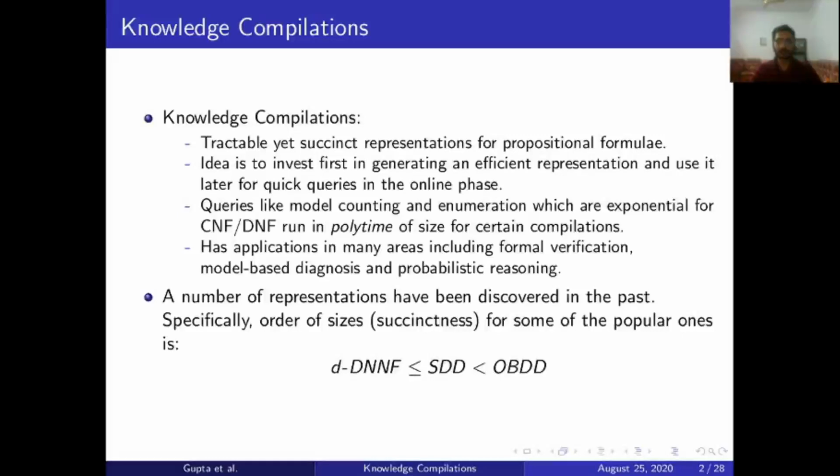This technique finds use in many areas, including formal verification, model-based diagnosis, and probabilistic reasoning. While a number of representations have been discovered in the past, we are going to look at some of the popular ones, DNNF, SDD, and OBDD, for phase transitions. But the general behavior extends to all knowledge compilations under DNNF.